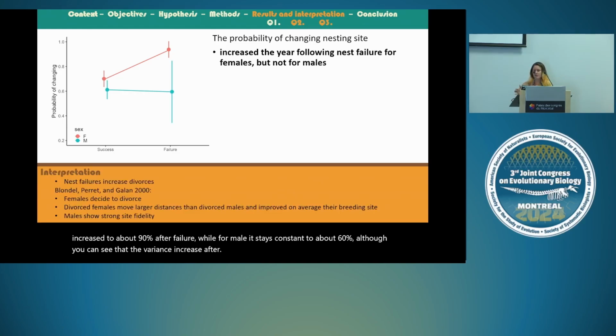So what this result indicates indirectly is that failure increases divorces because the females change nesting sites but not the males. And an older study on our population suggests that the female is the sex that decides to divorce, and that divorced females tend to move farther away from the nest and improve on average their breeding site quality, while males tend to have a stronger site fidelity.